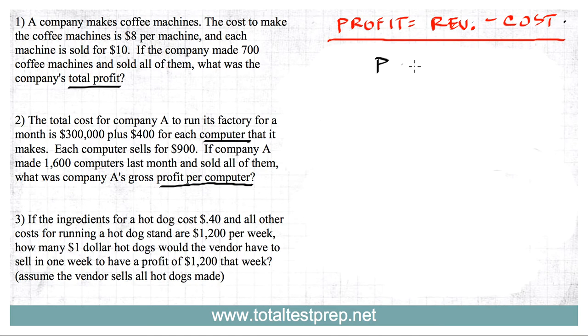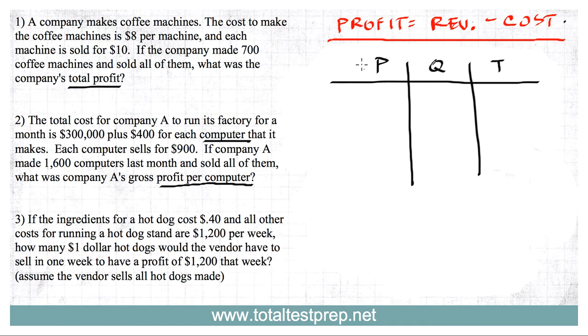Let's set up our table: price, quantity, total. And just like in the previous two tables, we are making rows for the cost and rows for the revenue, and then also a row for the profit. And like in this question, we'll divide the cost into fixed cost and variable cost.